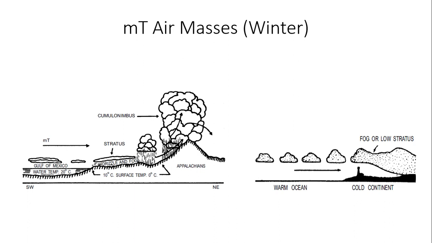And then if that maritime tropical air mass is forced up and over the windward, the western side of the Appalachian Mountains, it can result in unstable conditions where you get thunderstorms and heavier showers. It could be rain showers and snow showers over the Appalachian Mountains. The graphic on the right shows, again, air indicated by the arrow moving from the warmer surface to the colder continent, and that is going to produce greater stability and the development, again, of that low fog or low stratus cloud.